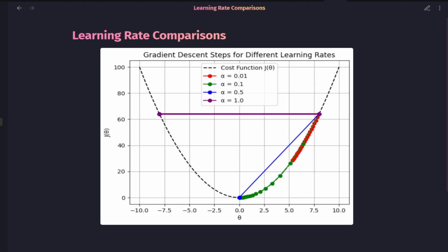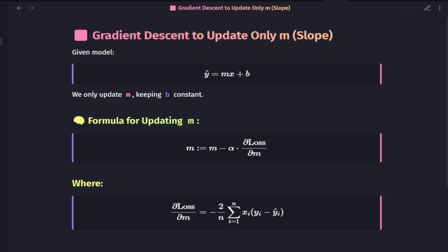With larger learning rates like 0.5 and 1.0, the steps are bigger, but too big can cause the algorithm to miss the minimum or bounce around it. This flow helps us see why choosing a proper learning rate is key to training a stable and accurate model. So now we will learn gradient descent to update only m, the slope.